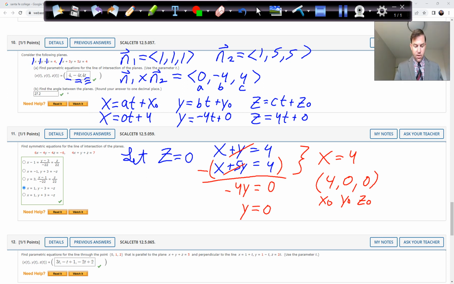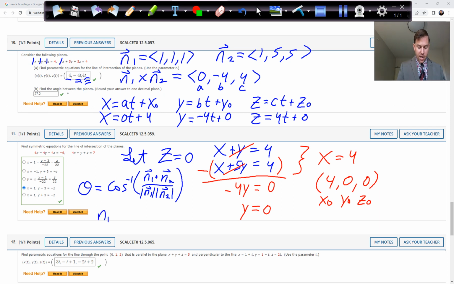Now the trickier part, maybe trickier, maybe not. We have to find the angle between the planes. So to do that, we're going to take n1. So to find the angle, it's going to be the arc cosine of n1 dotted with n2 divided by the magnitude of n1 times the magnitude of n2.